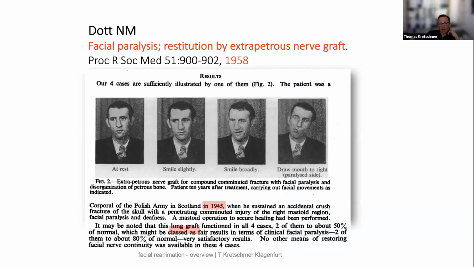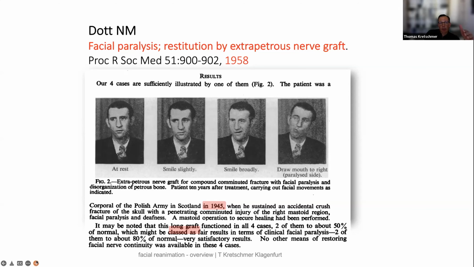This is just to show you that all of this, or most of this, is not new at all. This is the original paper from Norman Dodd from '58, where he actually reconstructed the facial nerve by an extrapetrous nerve graft. And this is 10 years later, after an injury sustained in 1945. So you see the patient at rest, smiling slightly. And of course, this does not function that nice when he tries to draw the mouth to the right.